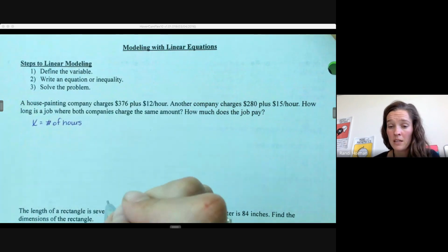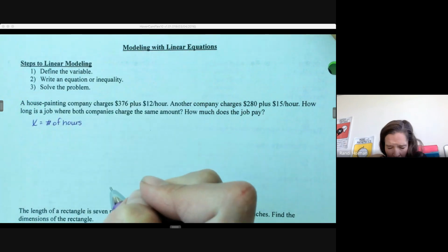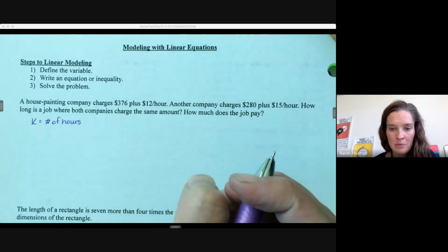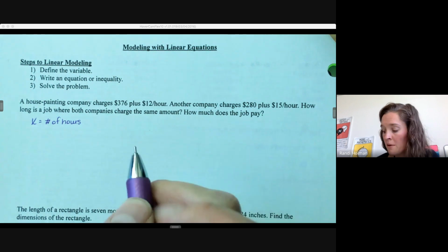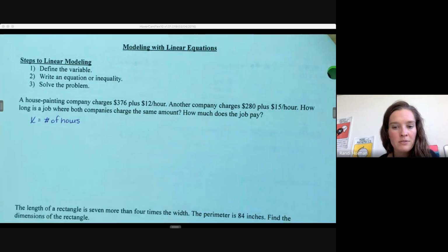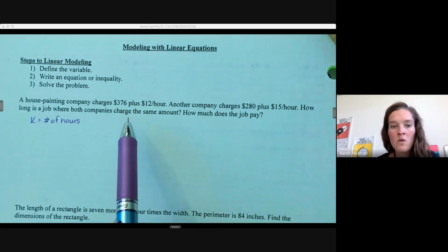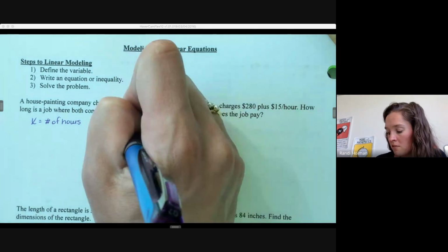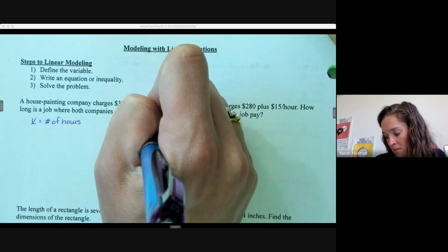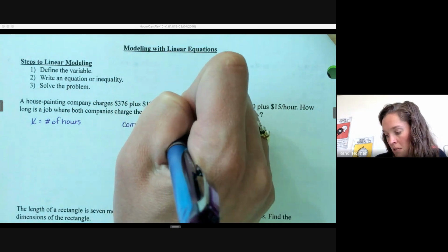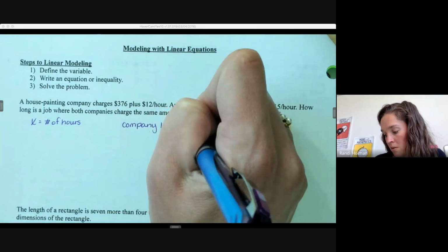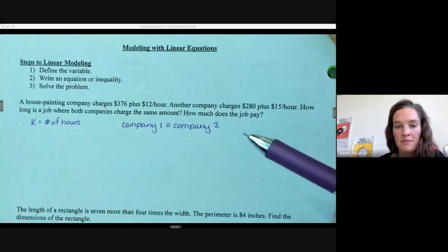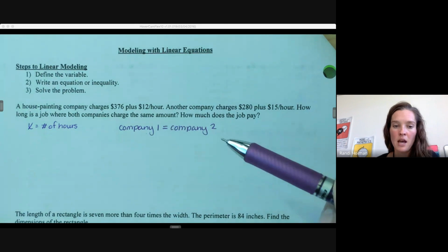So when you're writing those variables, the more specific you are, the more helpful it is when you're writing your equation. So now that we have our variable, let's think about what's happening here. We have two different companies and we want to know when they charge the same amount. So our goal really is for company one to be equal to company two. Okay, and this is a step you don't really have to write out, but thinking about it is really helpful.